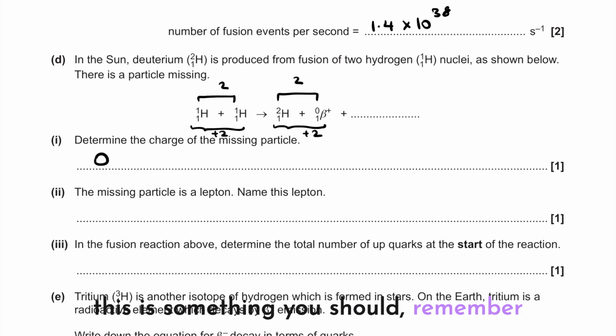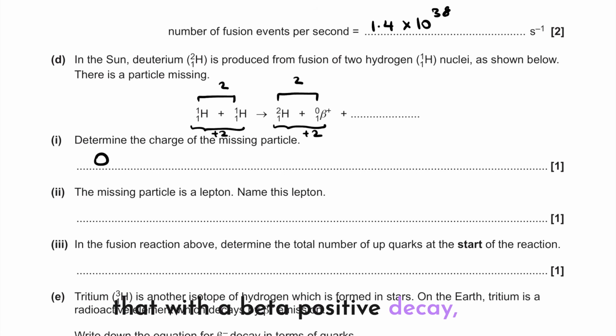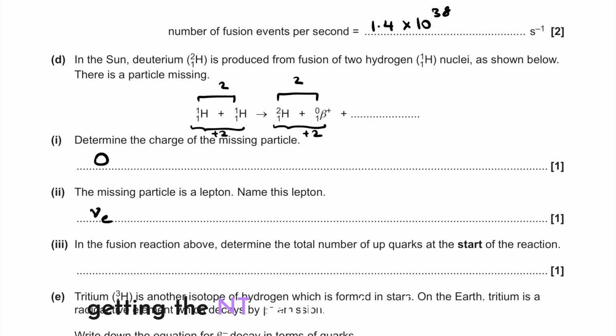This is something you should remember, that with a beta positive decay you end up getting an electron neutrino, and with a beta negative decay you end up getting the anti-neutrino for the electron.